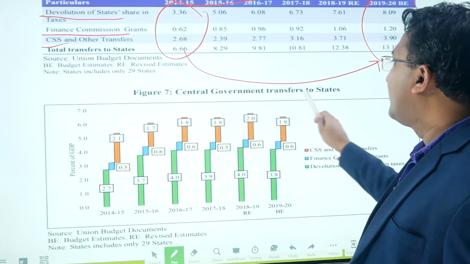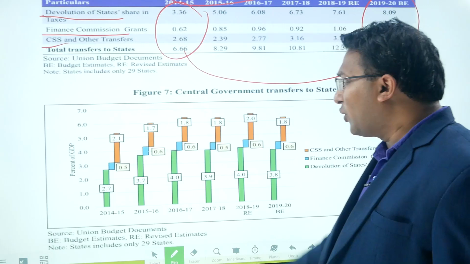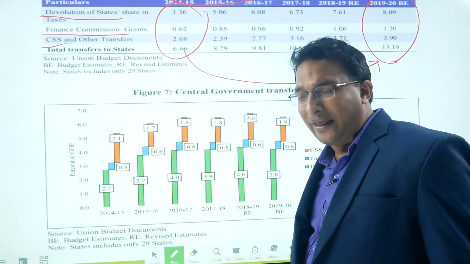Central government transfers to the state, you can see these figures. Again, these are not important. That's why you don't need to apply your mind.